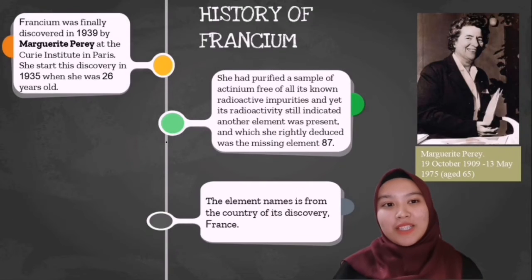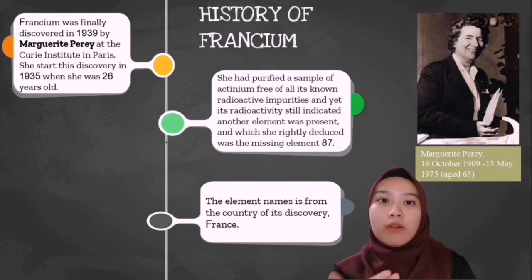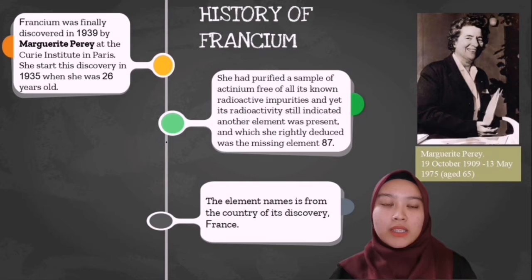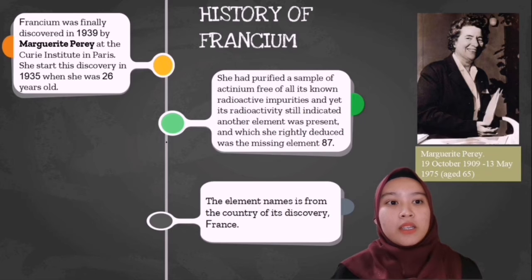Okay, the last alkali metal is francium. Francium was finally discovered in 1939 by Marguerite Perey at the Curie Institute in Paris. She started this work in 1935 when she was 26 years old. She had purified a sample of actinium free of all its known radioactive impurities, and yet its radioactivity still indicated another element was present, which she rightly deduced was the missing element 87. The element is named after the country of its discovery, France.